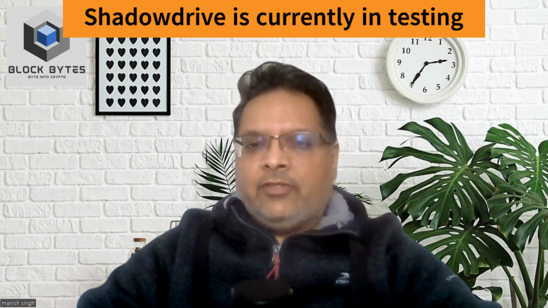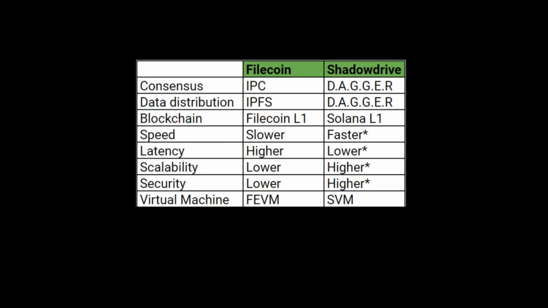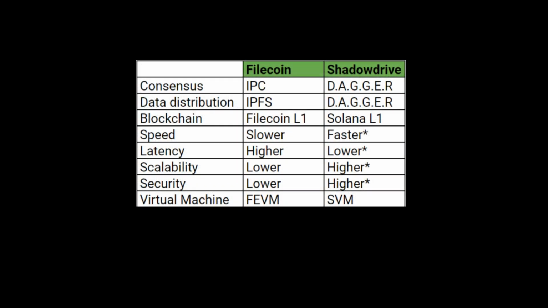Since this is a new project currently on testnet, no mainnet data points or metrics are available to compare it with Filecoin. The only comparison is what is in this blog, and so I want you to take this with a pinch of salt. Let me start this comparison by showing this table between the two projects. As you can see, both projects are very different in design aspects, like consensus, data distribution, blockchain, virtual machine, and security. On performance parameters like speed, latency, and scalability, Shadowdrive claims to be better.